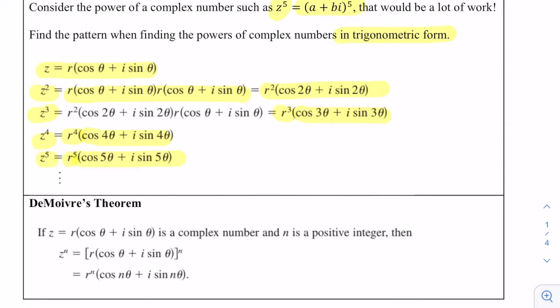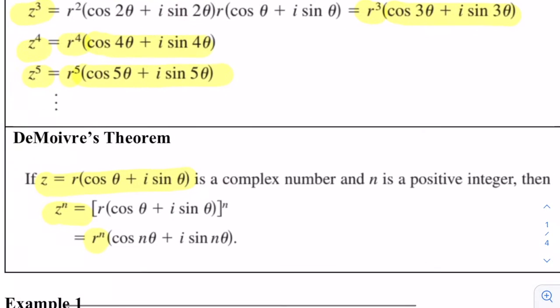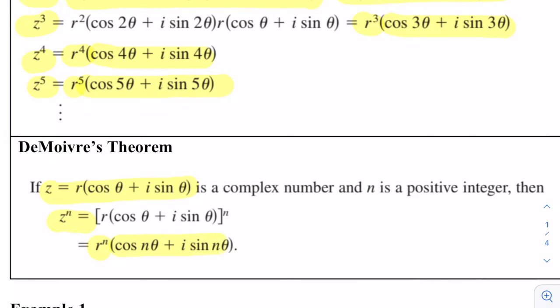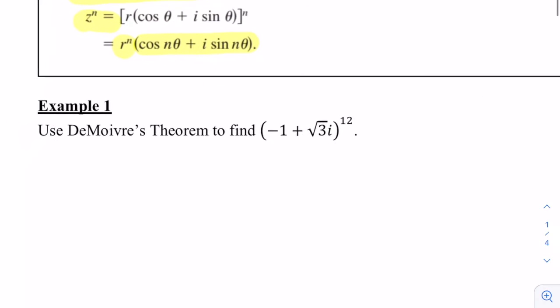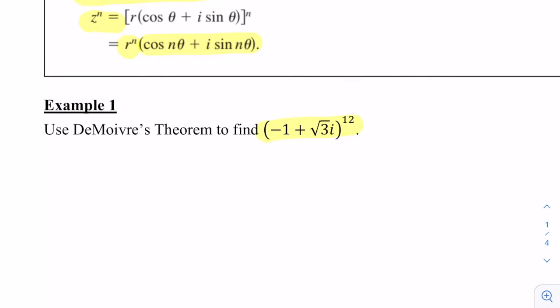So de Moivre's theorem is exactly that. We're using numbers in trigonometric form to find the higher powers. So z to the n is going to be r to the n times cosine of n times theta plus i times sine of n times theta. Now we're going to simplify this number in standard form raised to the 12th using de Moivre's theorem.